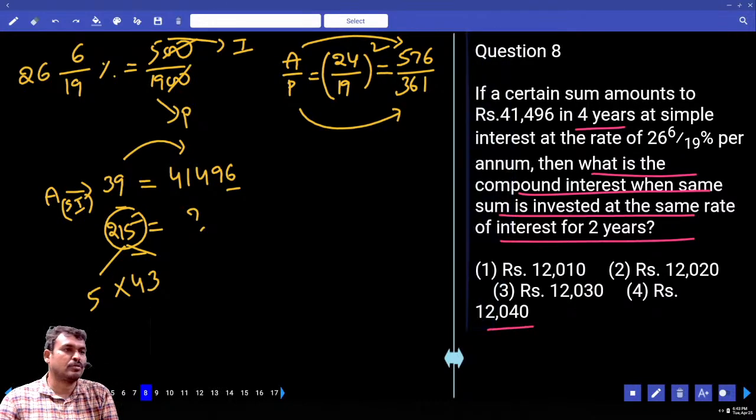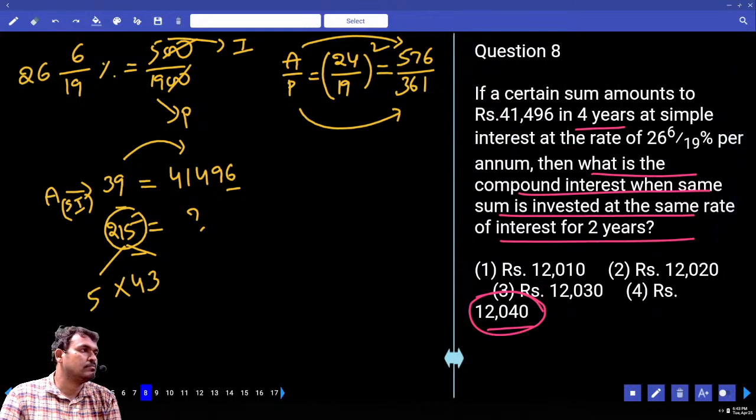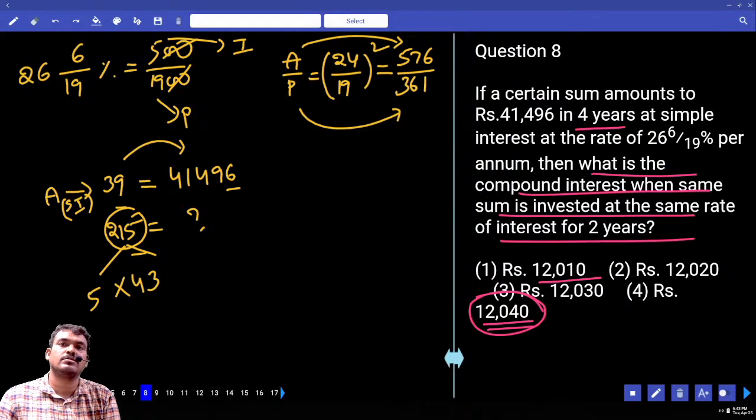First verify the last option, 12040. 43 times 2 is how much? 86. What is the remaining? 86 completed. 14 plus 20, 34. 344. 344 is exactly 8 times, which means it is exactly divisible by 43. No other value is divisible by 43, because the difference between 12010 and 12040 is how much? 30. It is not divisible by 43. 12020 no. 12030 no. Then the answer is the fourth one.